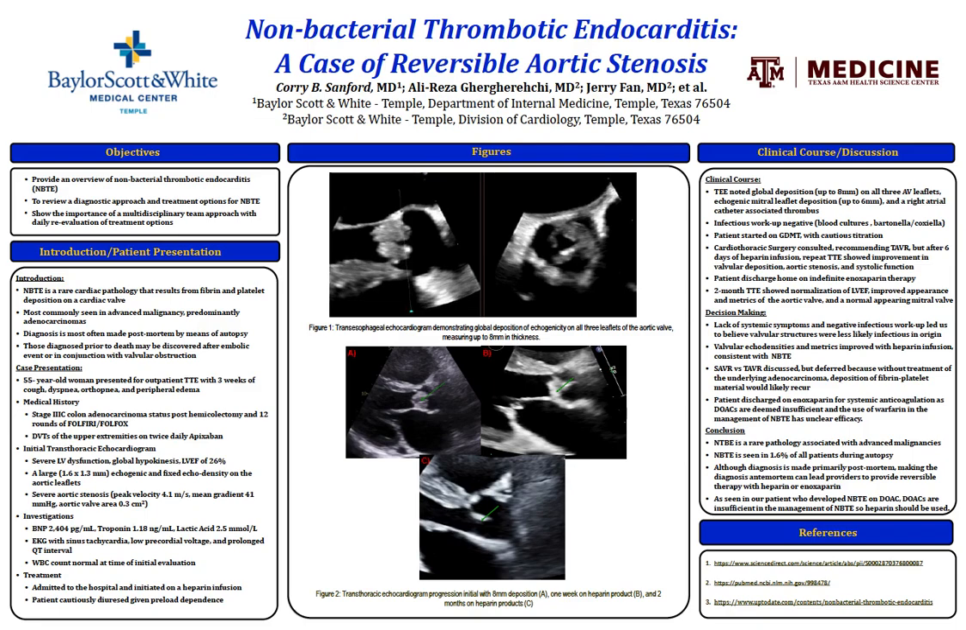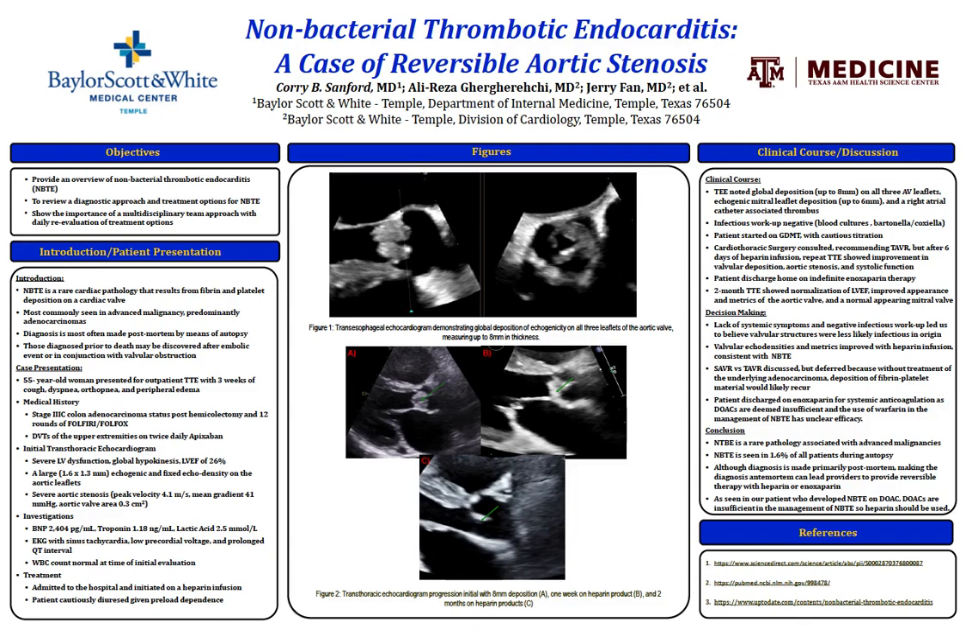Investigations consisted of an elevated BNP, troponin, and lactic acid. EKG showed sinus tachycardia, low precordial voltage, and a prolonged QT. White blood cell count was notably normal. The patient was admitted to the hospital, initiated on a heparin infusion, and cautiously diuresed given her preload dependence.